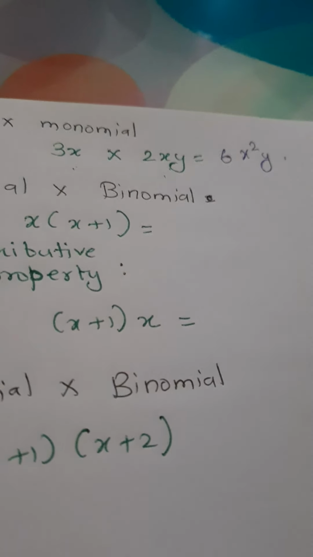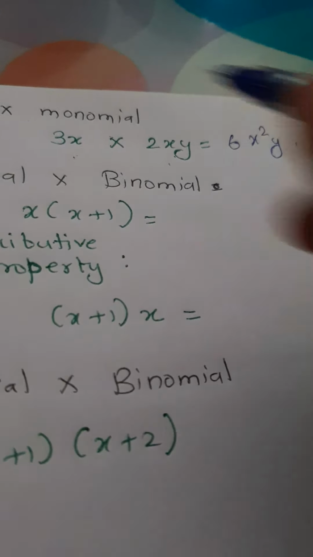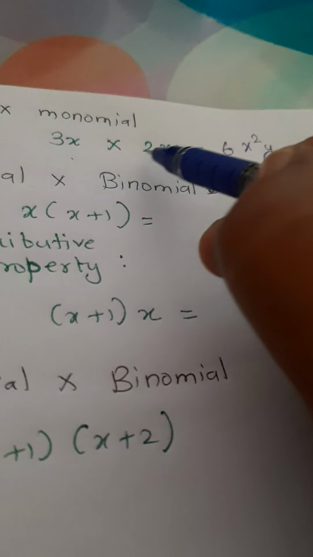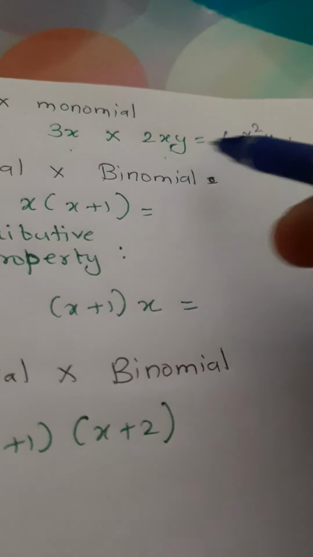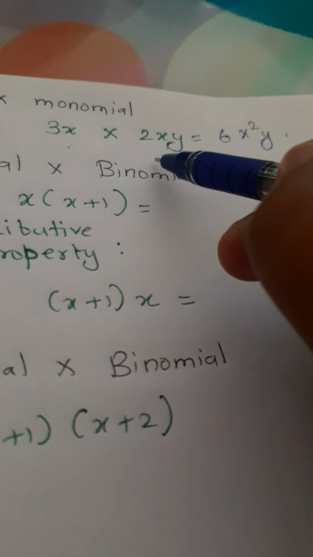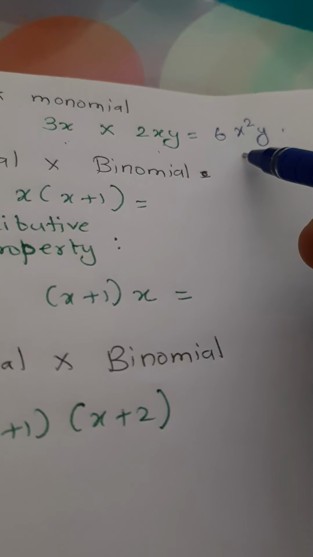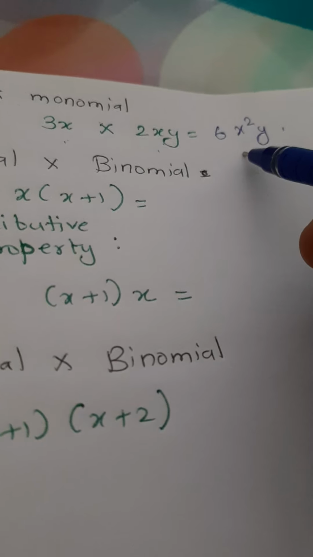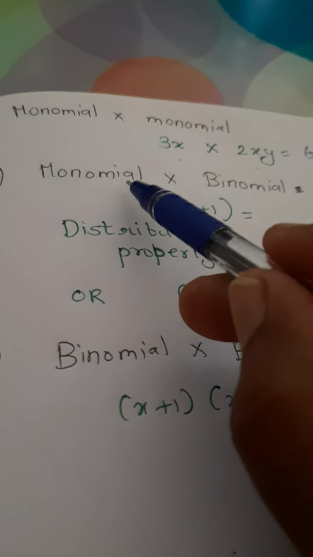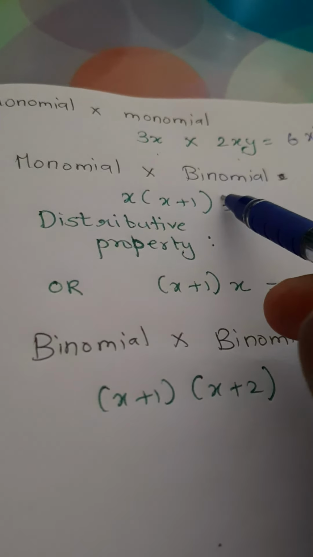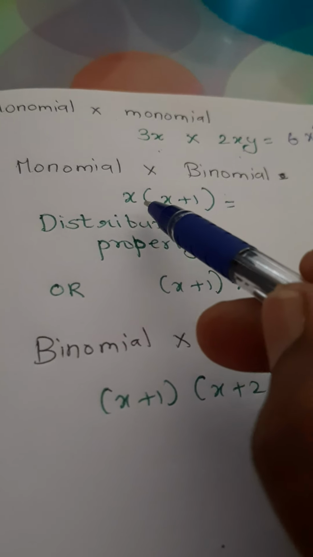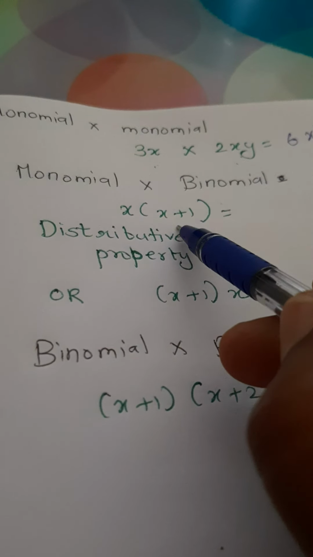So this is very important. In case of multiplication, first you multiply the number part and you also multiply the variable part. So 3x into 2xy will give you 6x square y. Okay. Now second, how to multiply a monomial with a binomial. Here I have taken the example of x into x plus 1.